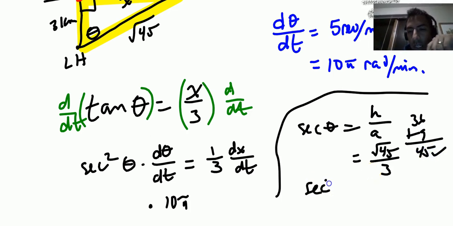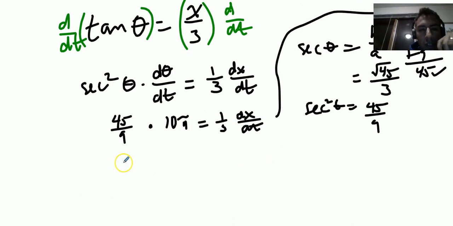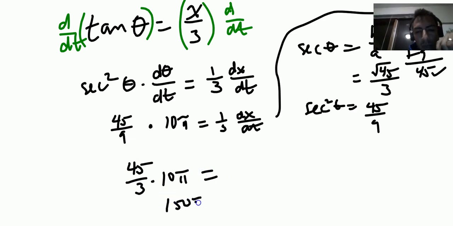Now secant squared theta is going to be equal to 45 over 9. I just square top and bottom, whenever I square the secant theta, the fraction gets squared as well. So I get 45 over 9 equals 1/3 dx dt. And remember, dx dt is what I want to solve for. So if I multiply by 3 on the other side, I am getting 45 over 3 times 10 pi, which is really equal to 150 pi. Perfect, that's my answer.